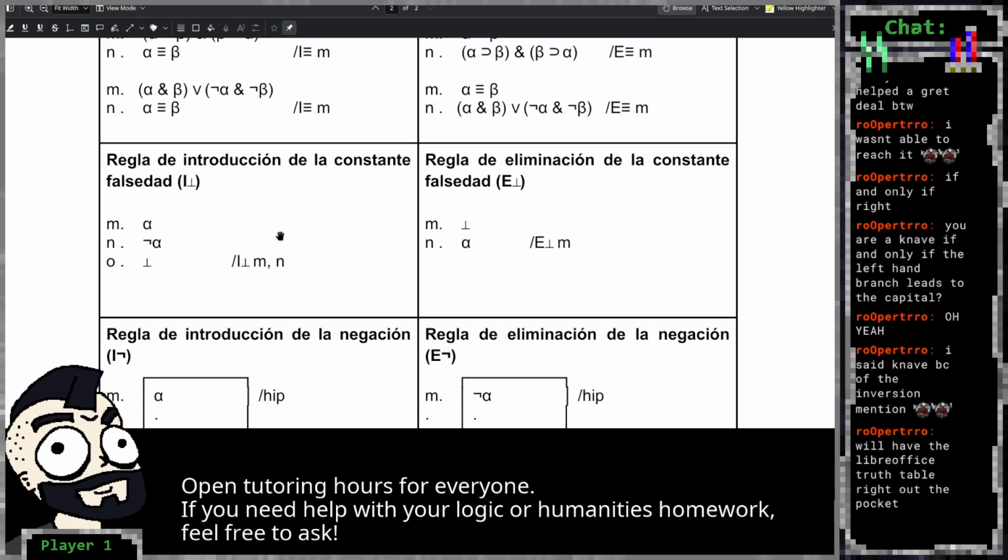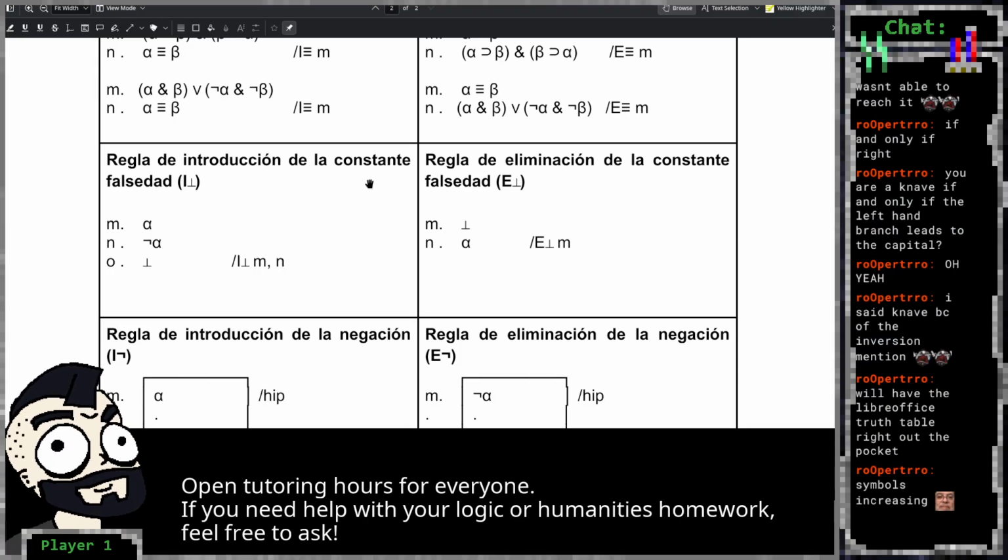These two are special because they deal with a symbol that we haven't really treated like a logical connective before, but that is what in Spanish is named constante falsedad, which shouldn't be difficult to understand as constant falsehood or contradiction. Philosophically, I have to declare that not everyone thinks that constant falsehood and contradictions are the same thing. In classical logic, they kind of collapse.